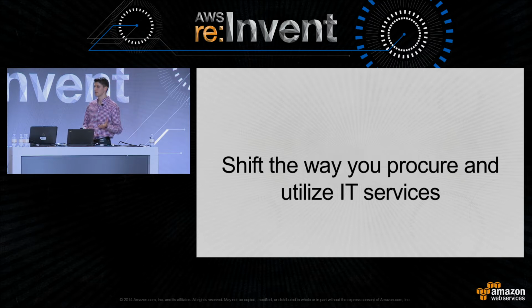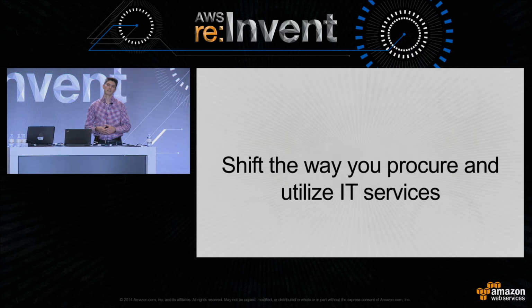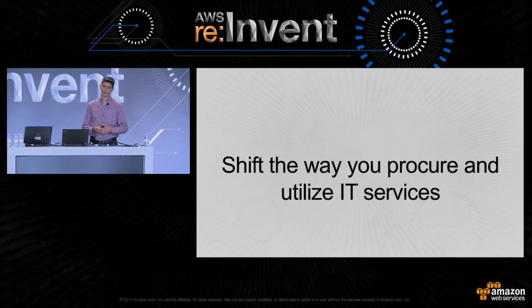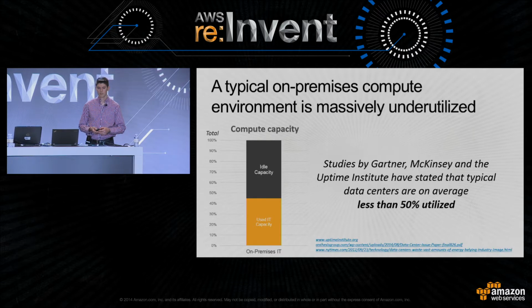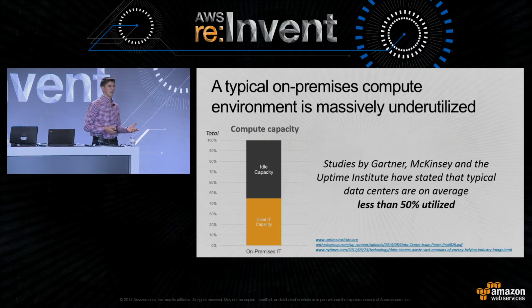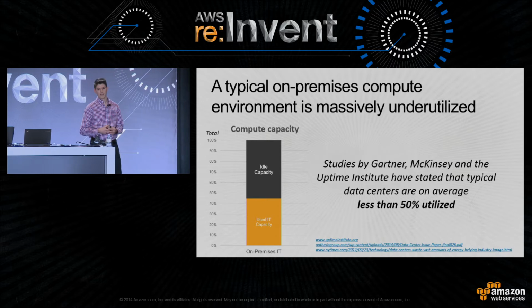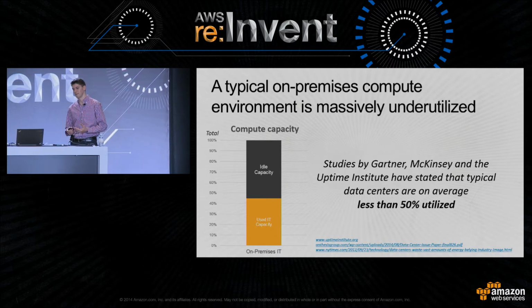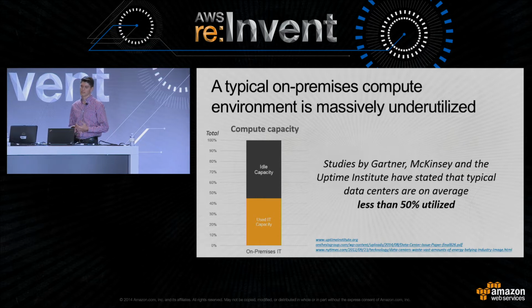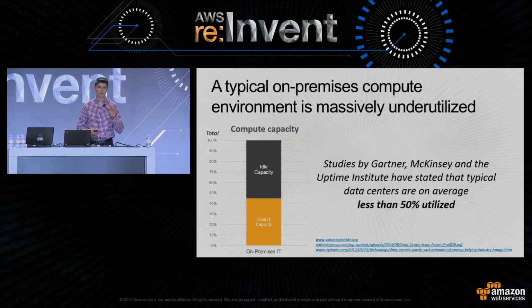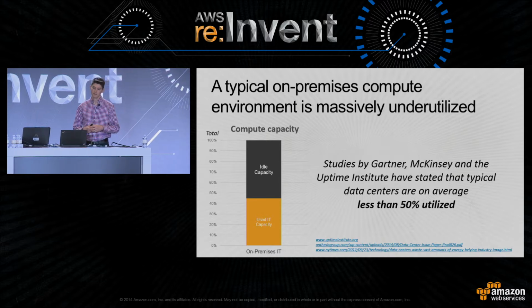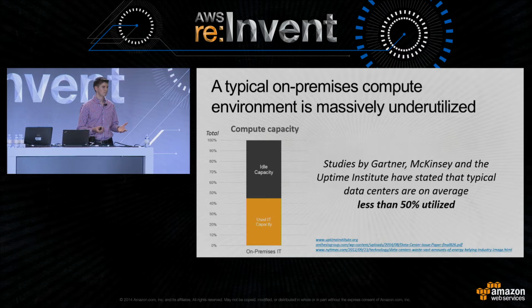So I'm going to shift a little bit to talk about one aspect of on-premises infrastructures that's often overlooked when your organizations are considering a move to the cloud. There are studies that have come out by Gartner, McKinsey, and some others that have stated that the typical data center today is at best 50% utilized. That's at best. Those are some of the best run data centers out there, meaning that at least half the servers in a typical compute environment are sitting idle, doing nothing.